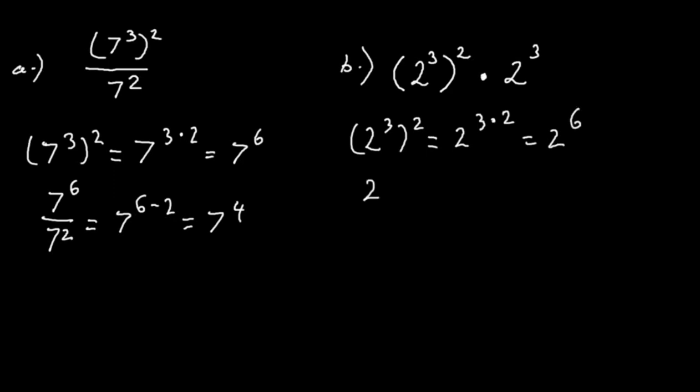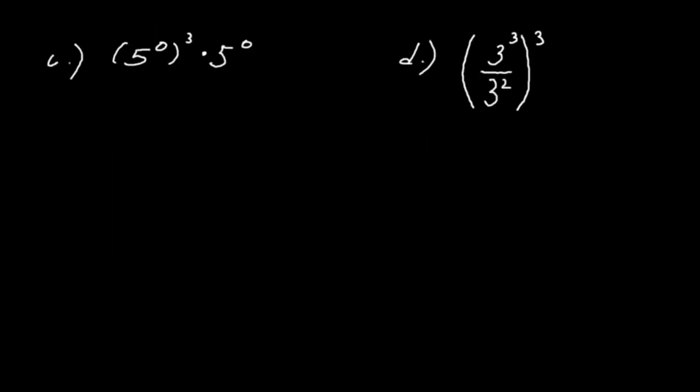And then we'll have 2 to the power of 6 multiplied by 2 to the power of 3, because we substitute that in. And then we'll use our first index law. So we have 2 to the power of 6 plus 3 equals 2 to the power of 9.